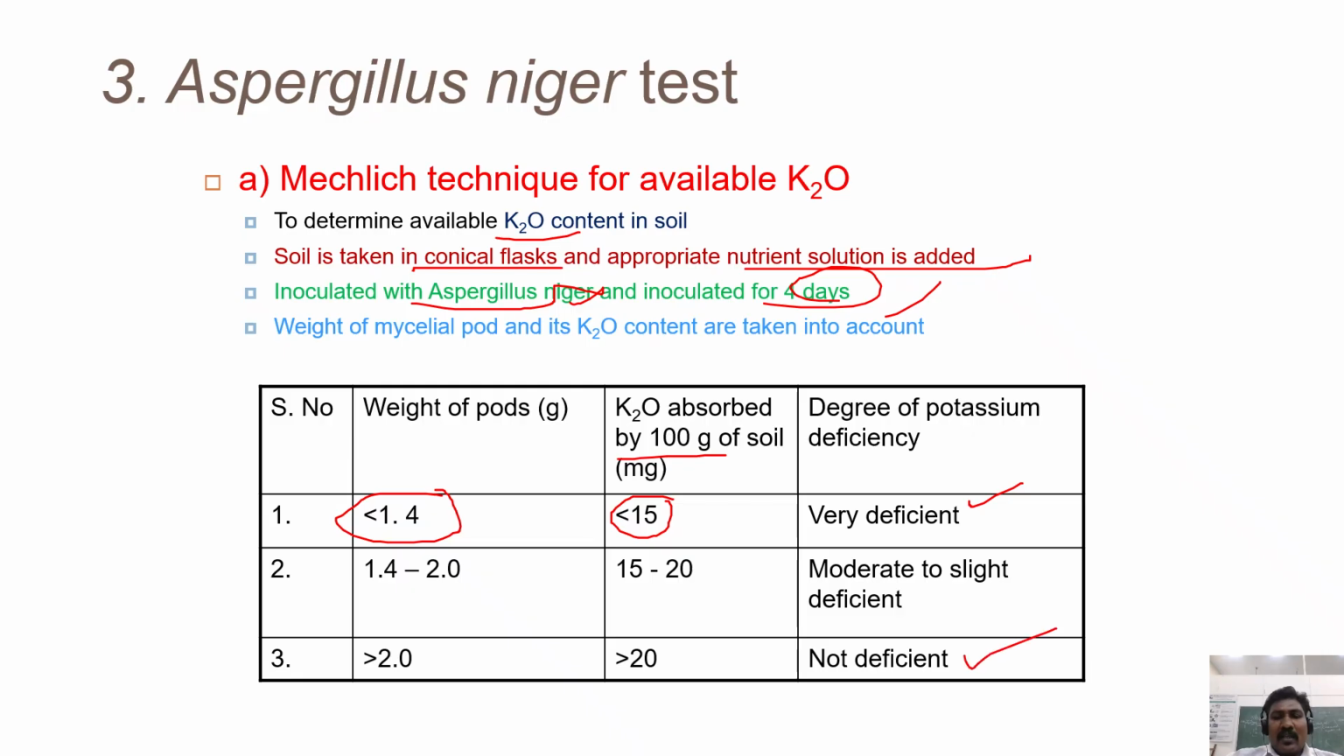Similarly, there is no deficiency when the pad weight is more than 2 gram and more than 20 milligram of potassium is absorbed by 100 gram of soil. Likewise, moderate to slight deficiency shows 15 to 20 milligram, with 1.4 to 2 gram of pad.